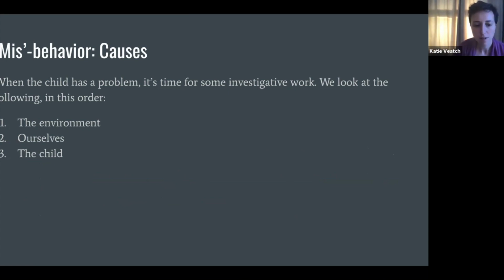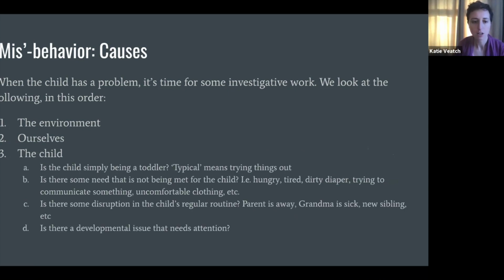So if we've gone through the environment and we're good, and we've gone through ourselves and we're good, let's start looking at the child. What's happening? Are they simply being a toddler, right? Being a toddler means trying things out. Sometimes it's frustrating for us because it doesn't fit our values. There's learning that needs to happen. That's okay. Is there some need that's not being met? This is going to happen. They're not going to be able to identify, I'm tired. They can't do that. They just get crabby and they make poor choices. That's our job with our observation, right? We need to be able to watch for that. Is there a disruption in the routine?